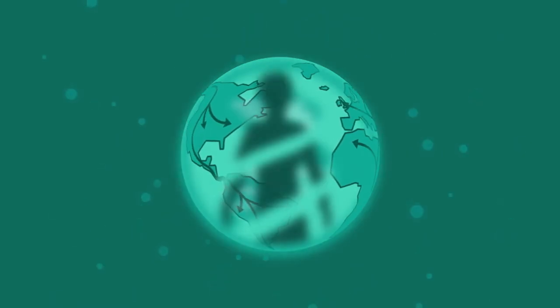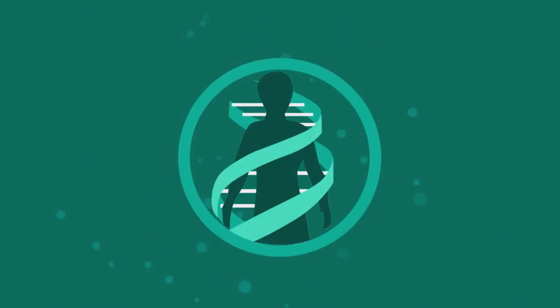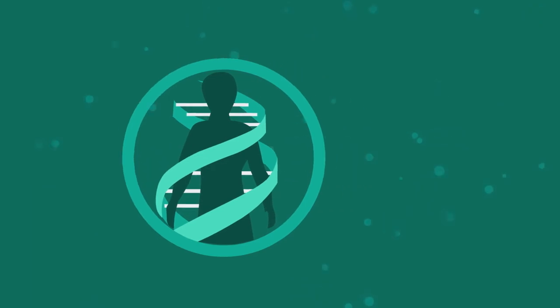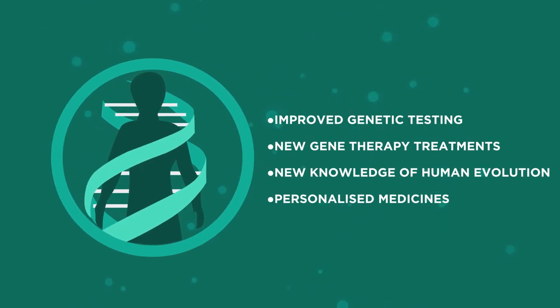All the data generated by the Human Genome Project is available to anyone to view free of charge online, which means that scientists around the world can use the information in their research. This helps to increase the number of uses for it.